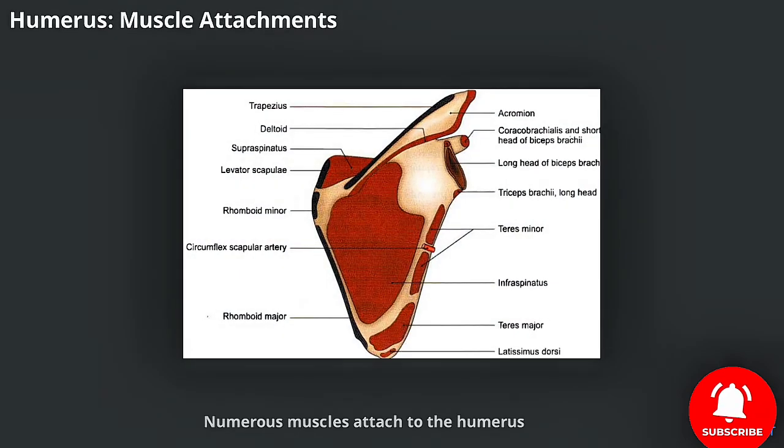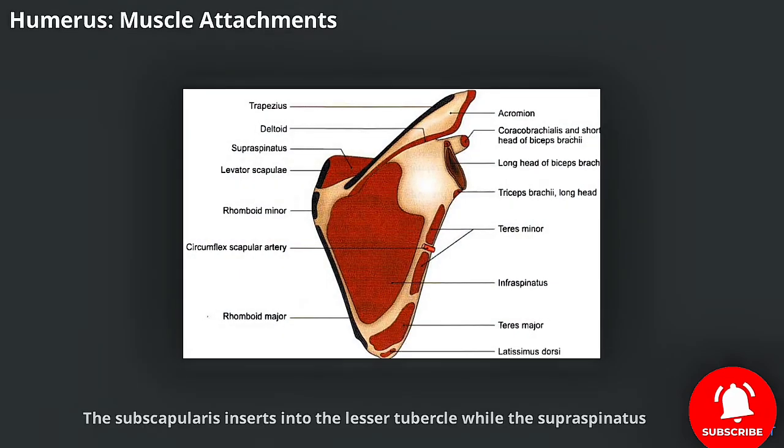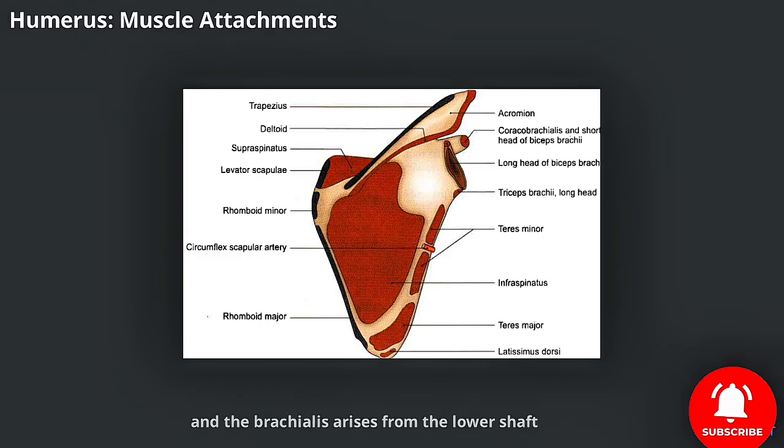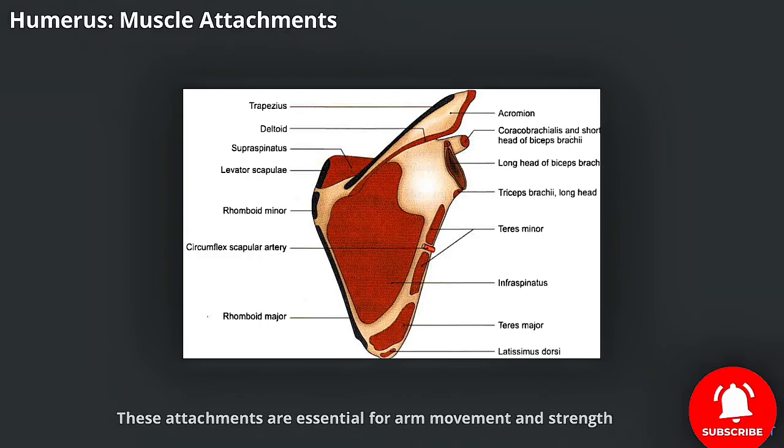The subscapularis inserts into the lesser tubercle, while the supraspinatus, infraspinatus, and teres minor attach to the greater tubercle. Pectoralis major, latissimus dorsi, and teres major insert along the intertubercular sulcus. The deltoid attaches to the deltoid tuberosity, and the brachialis arises from the lower shaft. These attachments are essential for arm movement and strength.